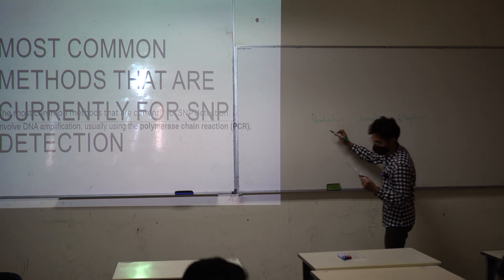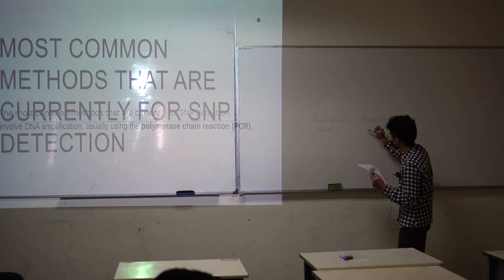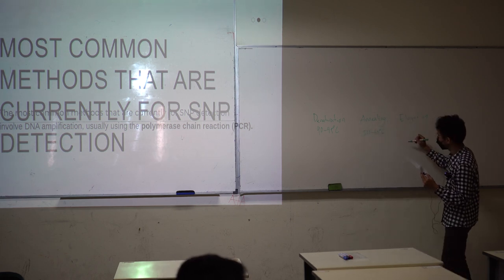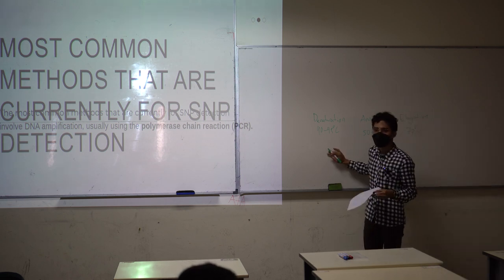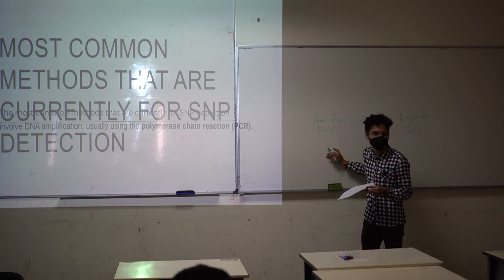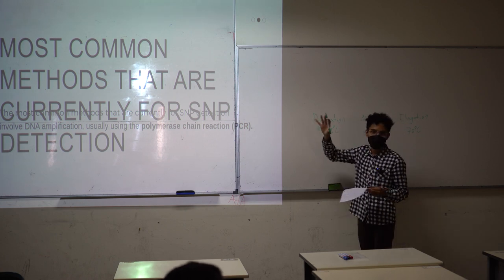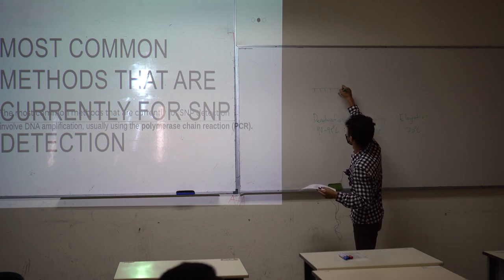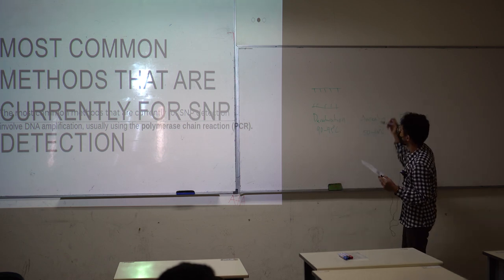Okay, so denaturation occurs at 90 to 95 degrees Celsius. Annealing occurs at 50 to 60 degrees Celsius. And your elongation happens at 70 degrees Celsius. So you guys remember denaturation? Okay. So at high temperatures, your double helix DNA separates into single strands. Right?